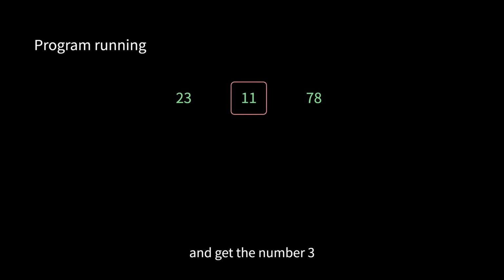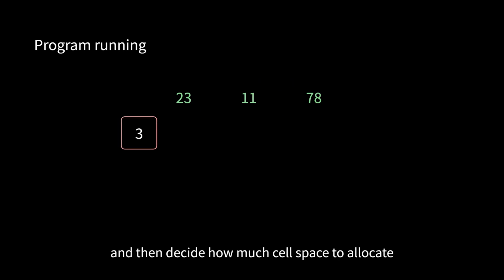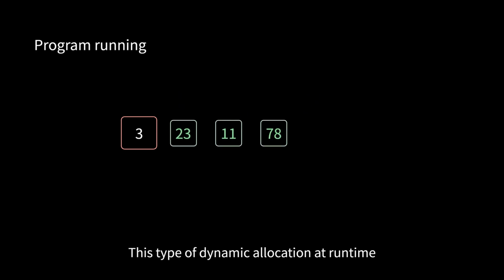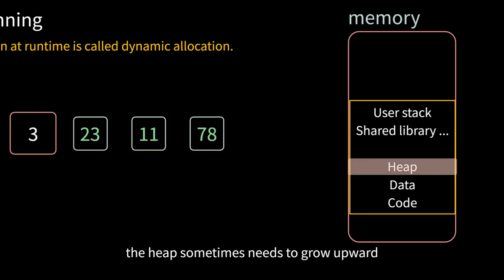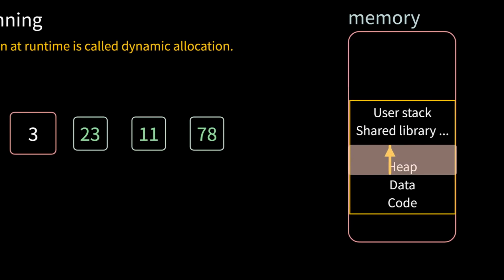Therefore, when the program is running, after the user enters the numbers, a better way is to count them and get the number 3, and then decide how many cells of space to allocate. This type of allocation at runtime is called dynamic allocation. Therefore, in memory, the heap sometimes needs to grow upward to obtain more storage space during dynamic allocation.